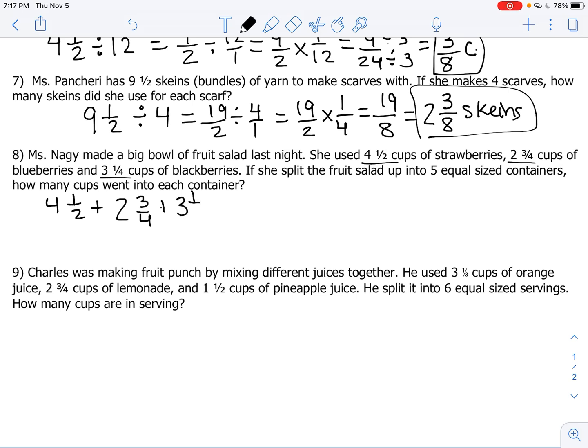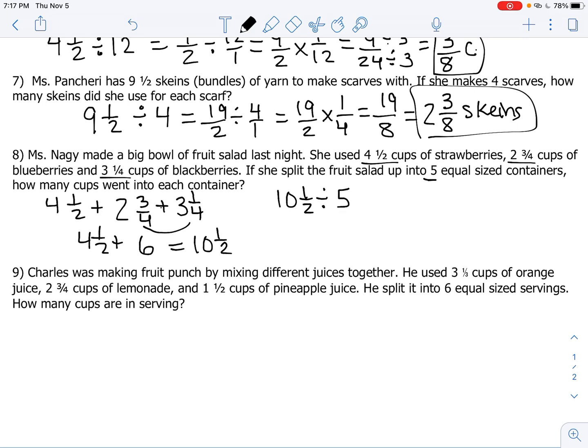and the 3 1/4. All right, I know that 3 1/4 and 1/4 make a whole, so that's 1 whole plus 2 plus 3 makes 6. And then I'm going to add 6 and 4½ to make 10½. So we have 10½ cups of fruit salad that we're going to split into 5 equal-sized containers. So let's take our 10½ and divide it by 5.